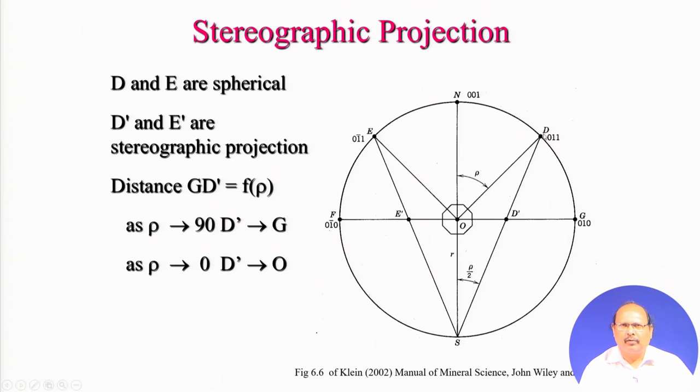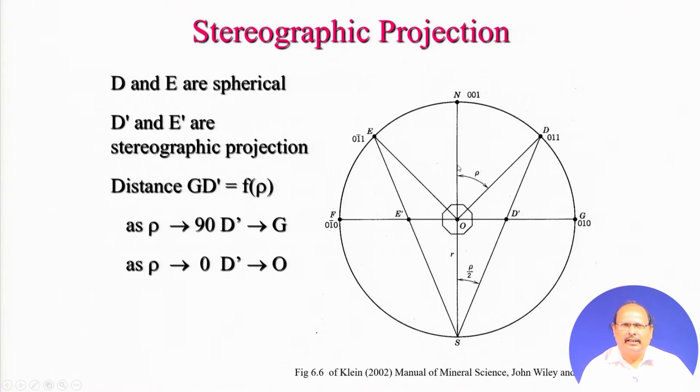The spherical projections of these poles are to be joined with the south pole. These are joined, and this intersects this line, which is the projection of the horizontal plane. This intersection is this point, that is D dash. So, D in this horizontal plane is now D dash, and E is E dash. The question is where D dash, the stereographic projection of D, will be with respect to this center and the outer periphery. That depends on this angle rho. If the angle is 90 degrees, then D dash will coincide with G, whereas when rho is zero, then D dash will coincide with O.